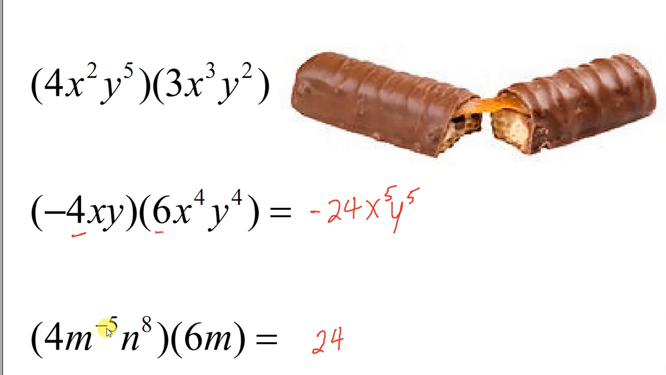I have an m to the negative 5 and an m. So this is a negative 5 plus 1. Negative 5 plus 1, so it's an m to the negative 4. And I have an n to the 8th times nothing, so it's an n to the 8th. Now this one, you see that ticket right there? I could actually use up the ticket, and I could simplify this even more. This would be 24 n to the 8th over m to the 4th. Notice how I used that ticket to take it down into the bottom.